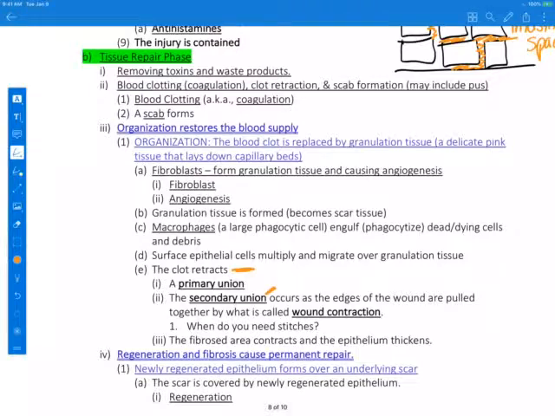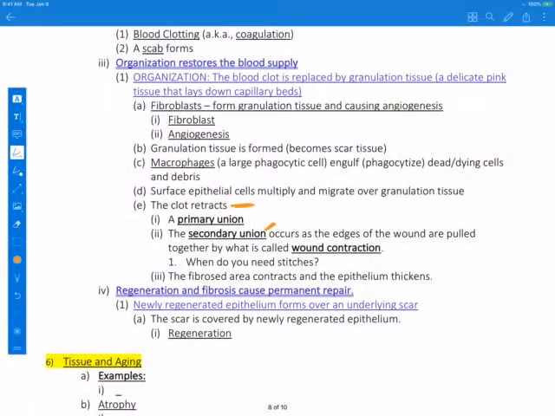The fibrosed area contracts and the epithelium thickens. Regeneration and fibrosis cause permanent repair. Newly regenerated epithelium forms over this underlying scar. When a large amount of granulation tissue forms and capillaries disappear, a pale scar is often visible in the healed area, and the scar is covered by newly regenerated epithelium. Regeneration is basically the addition of new cells of the same type as the ones that were injured.